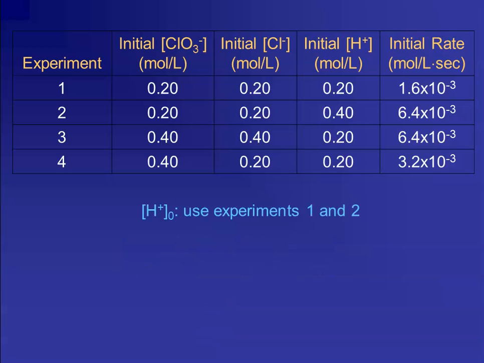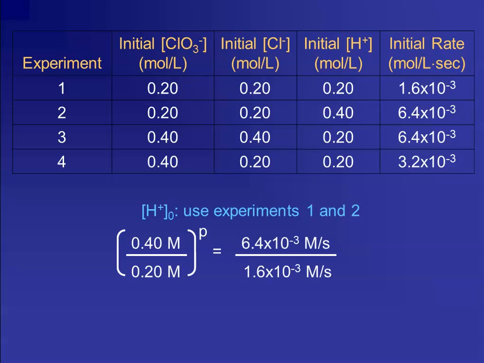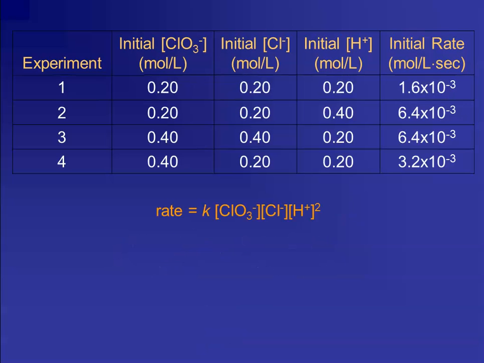And then finally, I have H plus. This time I would do 2 over 1. And I do think you're going to see a different order this time. I think this time we're seeing that H plus has a greater impact on the rate of our reaction, that the order with respect to it is 2. So my rate law expression would look something like this: K times ClO3 minus times Cl minus times H plus squared. Because the orders of ClO3 minus and Cl minus were 1 each and H plus was 2, the overall order would be 4.